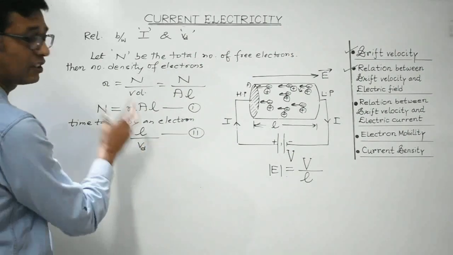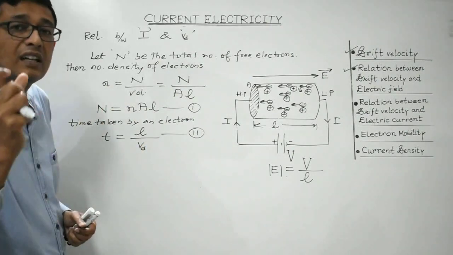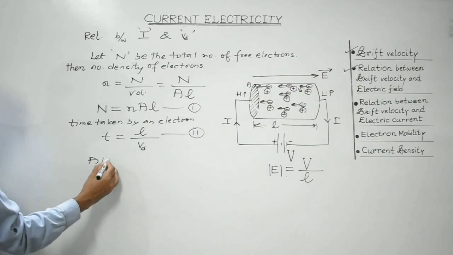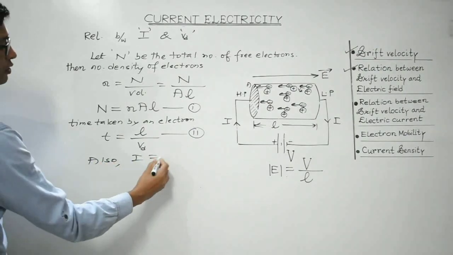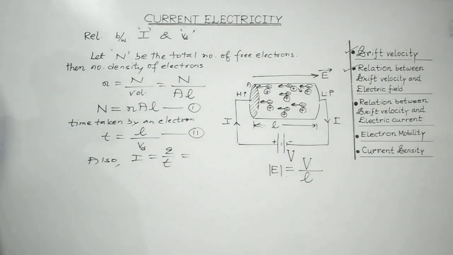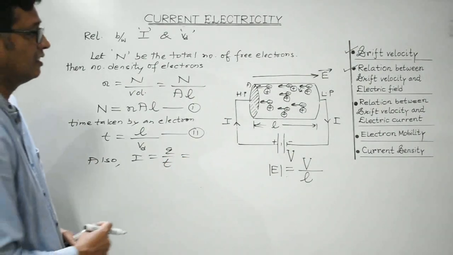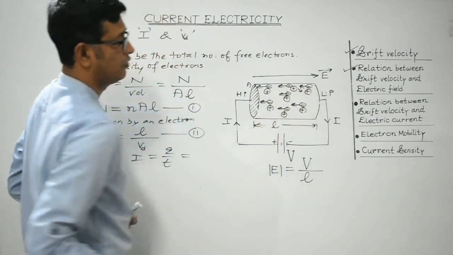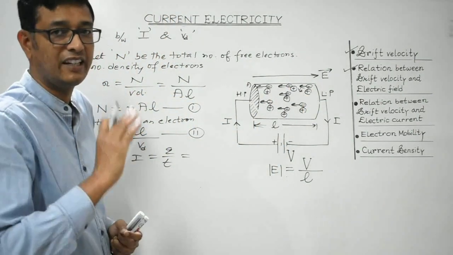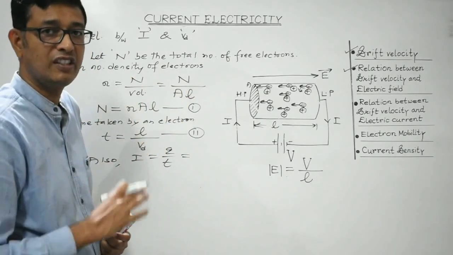This is the average velocity, which we call the drift velocity. Also, current, as you are aware, students, is the rate of flow of charge. And the charge which each electron carries is 1.6 × 10^-19 coulomb. It is represented by the small letter e.